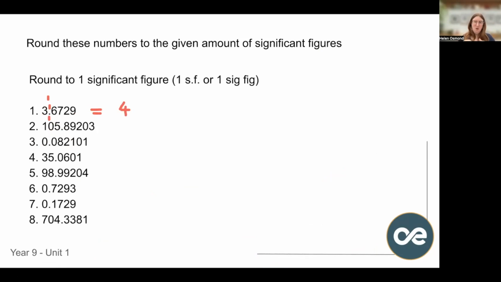If you're happy with this, pause the video. There are 7 more in this section to do. Give it a go and see how you get on. I will keep going through them in a minute to demonstrate.